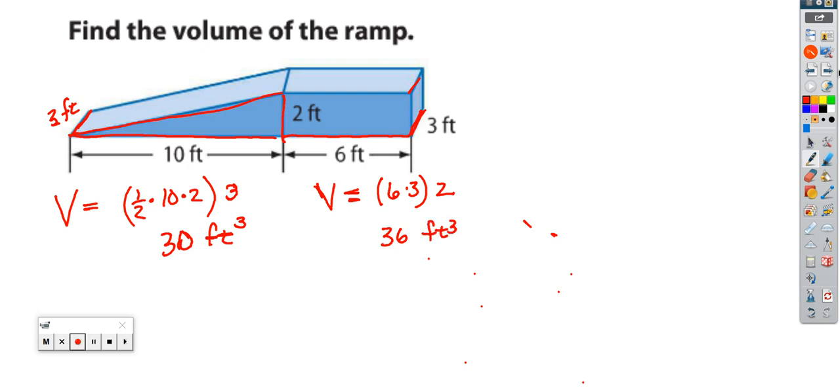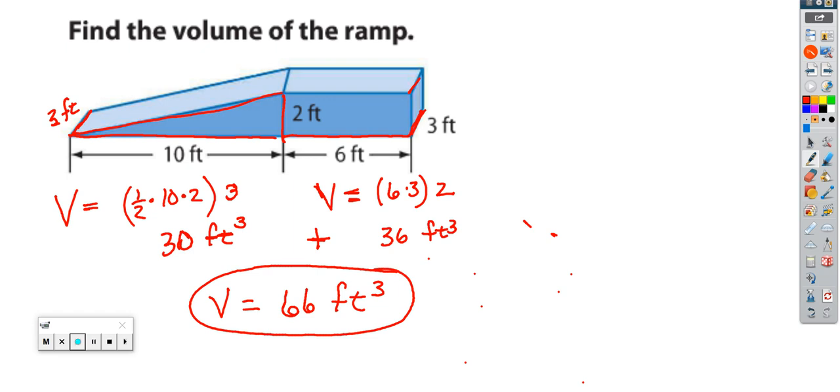And I need to add those two volumes together to get the total volume of this ramp. 30 plus 36 is 66 feet cubed. That's the volume of the ramp, 66 feet cubed.